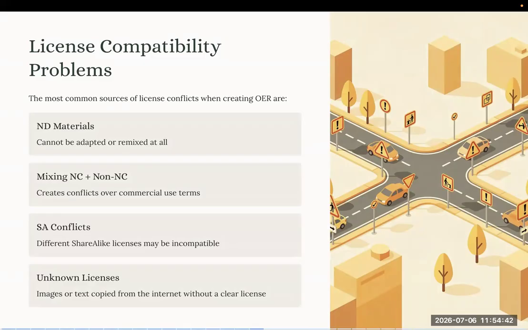All right. The most common sources of license conflict. ND: you can't really do anything with it other than make anthologies or readers. Mixing NC and non-NC content is really, really hard to do. Okay. SA conflicts and unknown licenses also conflict. You just have to be really, really careful.